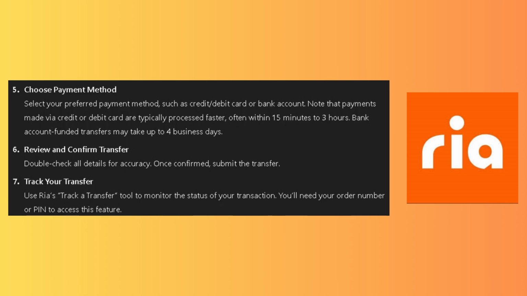Review and confirm. Double check all the details for accuracy. Once confirmed, submit the transfer. Track your transfer. Use RIA's Track a Transfer tool to monitor the status of your transaction. You will need the order number or the PIN to access this feature.